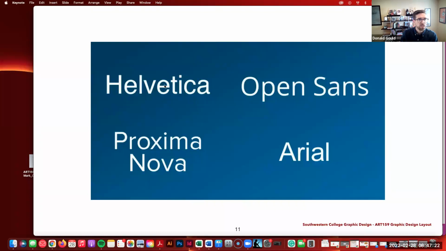And you can see in all of these examples here, Helvetica, Open Sans, Proxima Nova, and Arial, these are all popular sans serif typefaces, and they all have these clean, very crisp lines. Many of these are used for web design as well. We see that typically sans serif typefaces are going to show a little better on screen than serif typefaces.